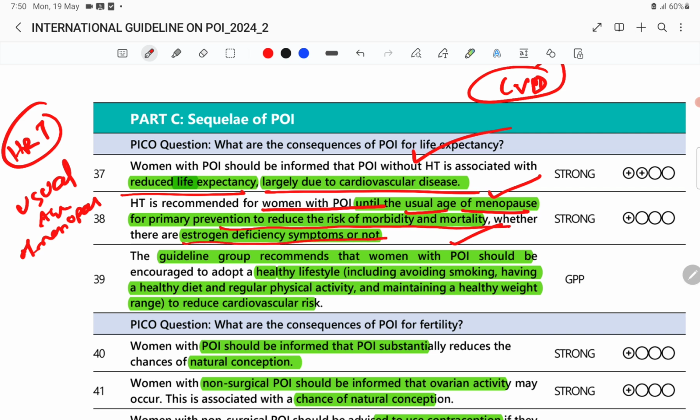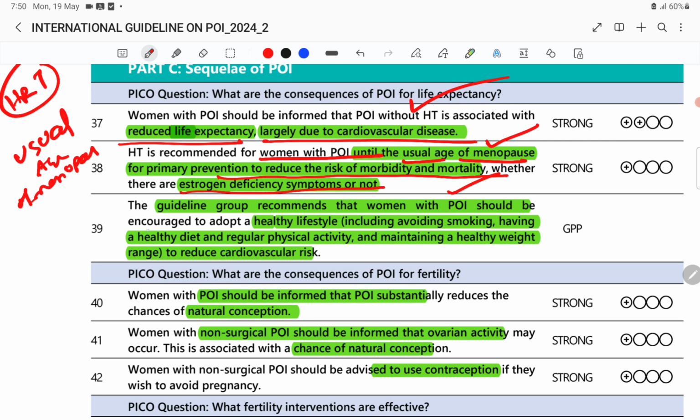The guideline group recommends that women with POI should be encouraged to adopt a healthy lifestyle, including avoiding smoking, having a healthy diet, regular physical activity, and maintaining a healthy weight range to reduce cardiovascular risk.